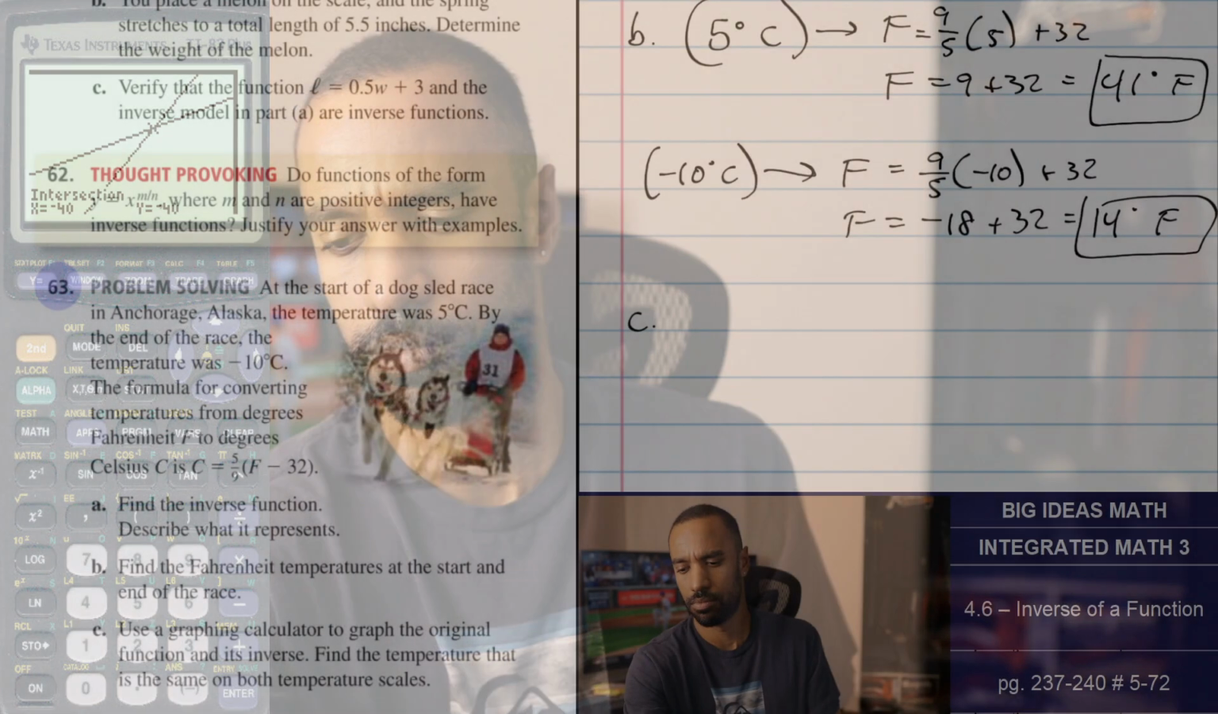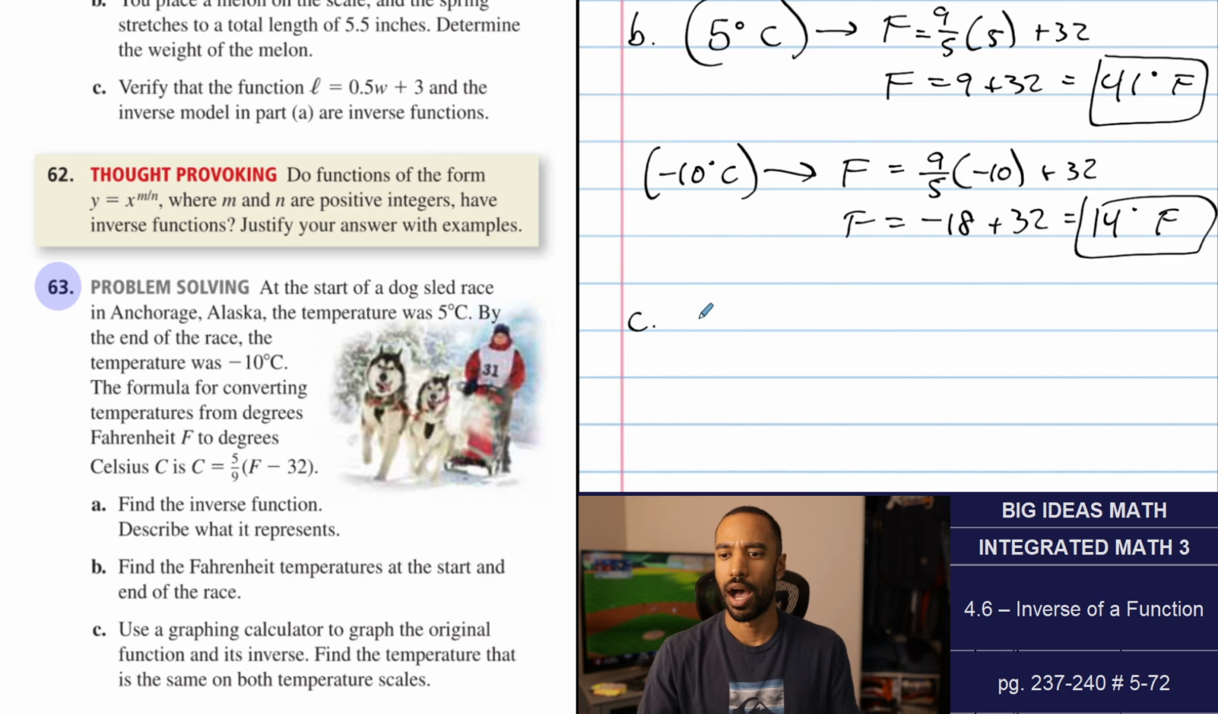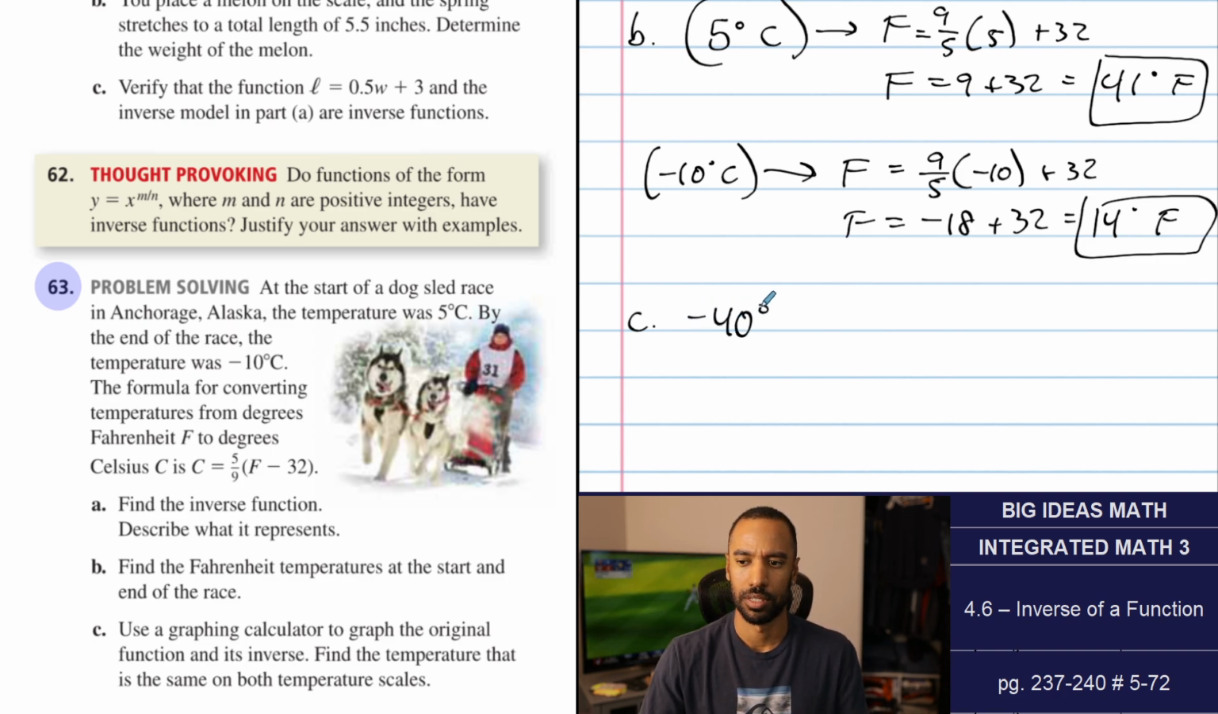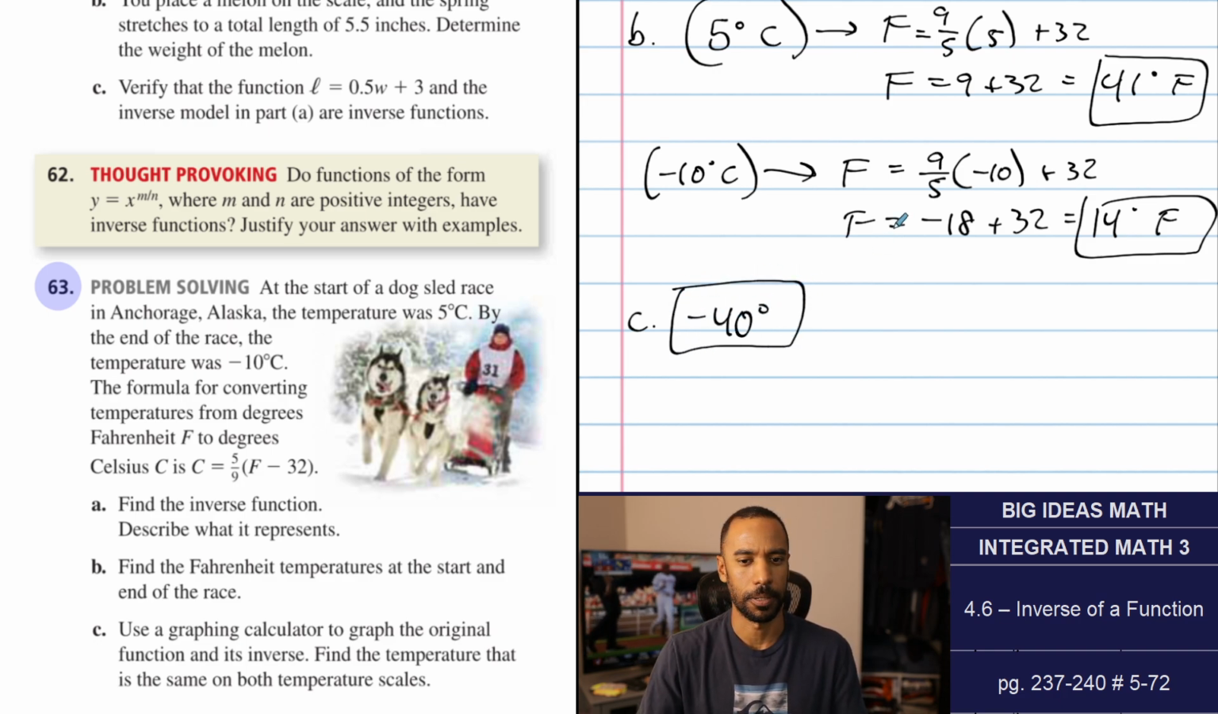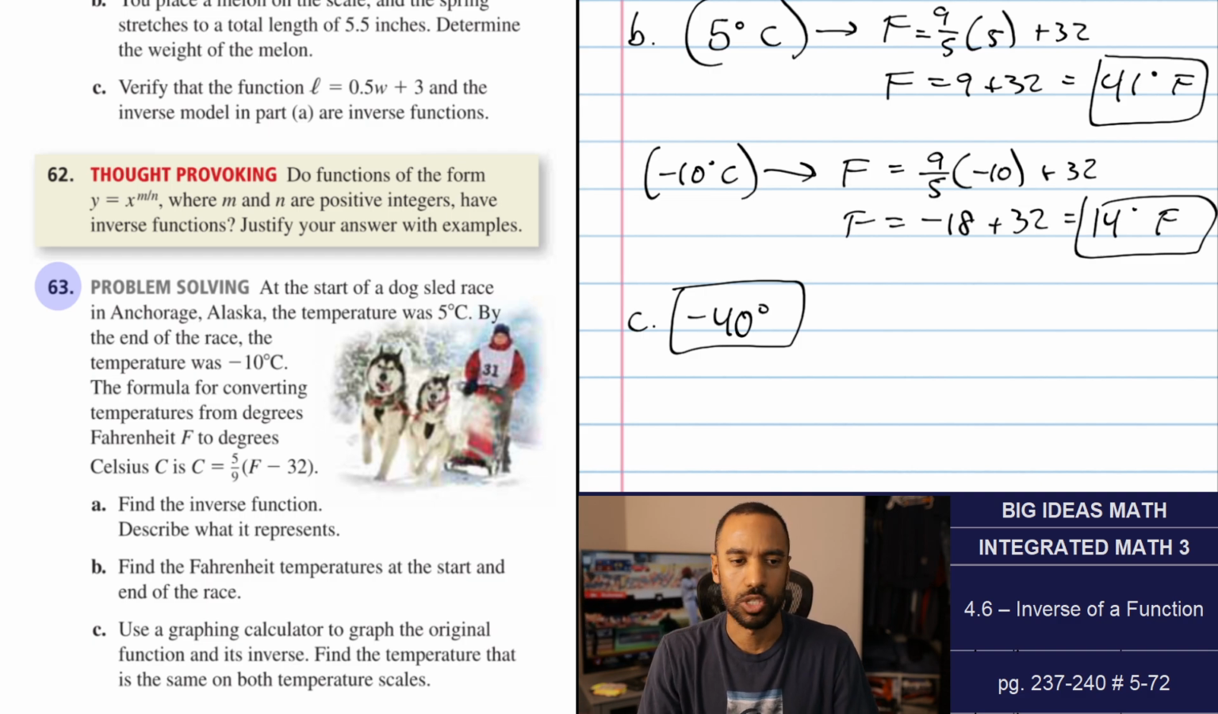So somewhere in negative land, they intersect together. Something that I hope to never feel in my life. We're going to go to calc and intersect. We're going to find first curve and second curve intersect together. And this will be at the same x and y value. Oh, negative 40. Did I say that? Did I say something about 40 before? Negative 40 degrees of either Celsius or Fahrenheit. So that's when they are the same.